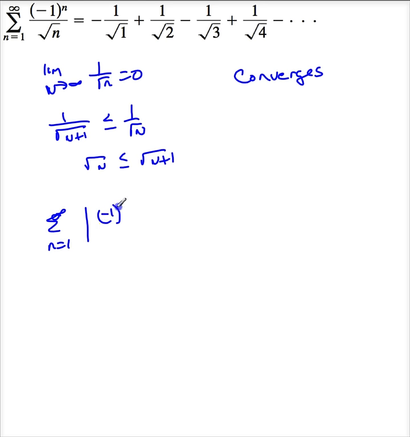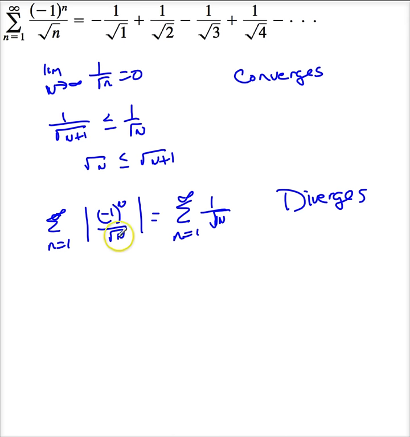Now let's look at the sum as n goes from 1 to infinity of the absolute value of minus 1 to the n divided by the square root of n. That's the sum as n goes from 1 to infinity of 1 over the square root of n. Now, we know this diverges because the absolute value diverges, but the series itself converges. We are confident in saying this has conditional convergence.